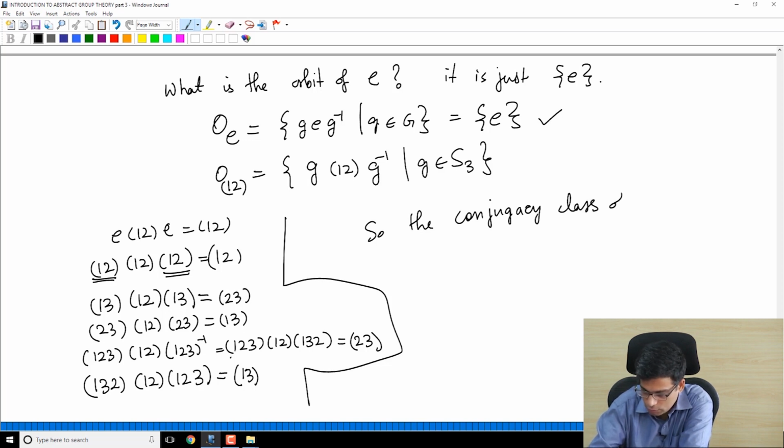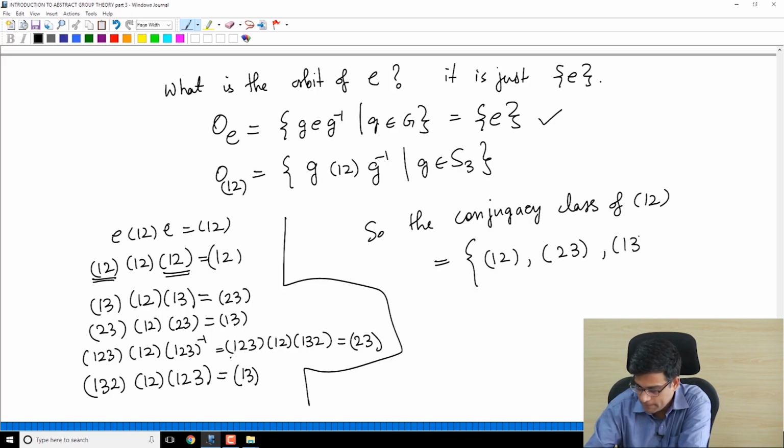Of (1 2), or the orbit of (1 2)? This is equal to (1 2) certainly will be there, (2 3) is there, and (1 3) is there. So in fact we get all 2-cycles, or all transpositions, right?